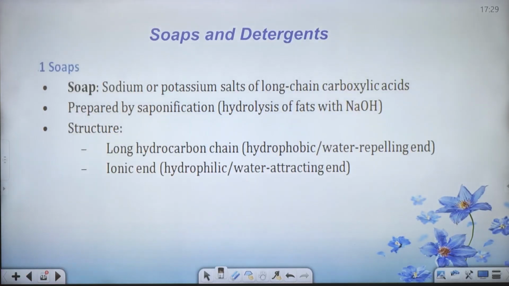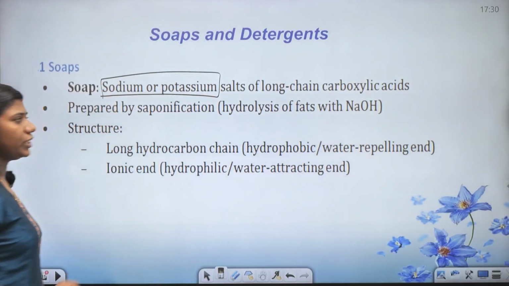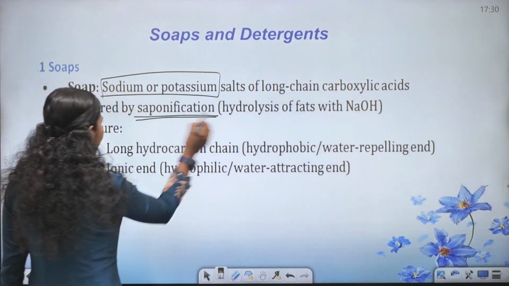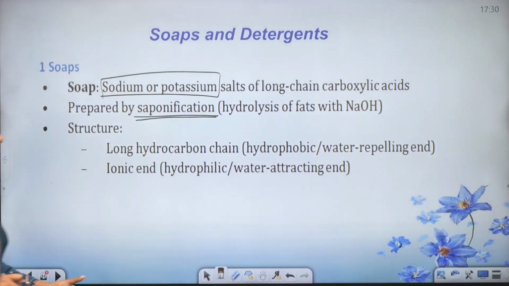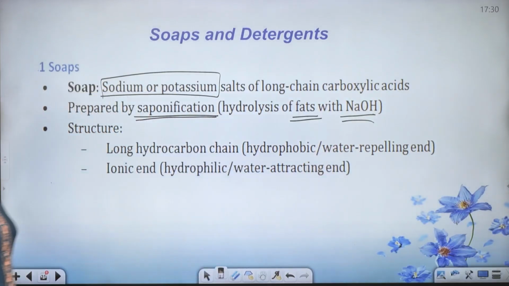Next topic is soap and detergent. What is soap? Soap is a sodium or potassium salt of long chain carboxylic acid. It is prepared by the saponification process. Saponification means hydrolysis of fat with NaOH. Fat is hydrolyzed in the presence of NaOH, and that process is called saponification.